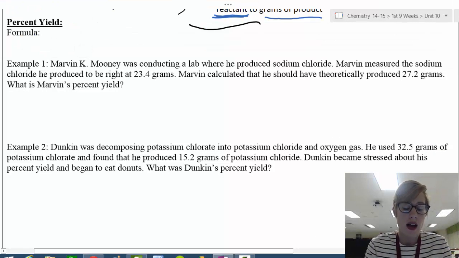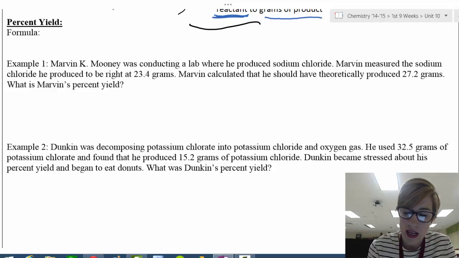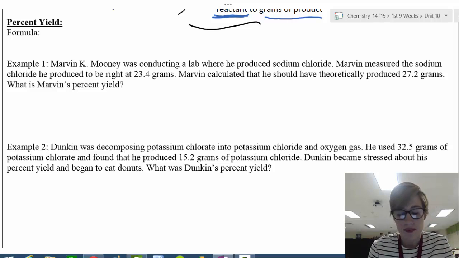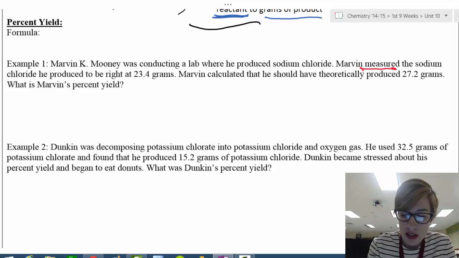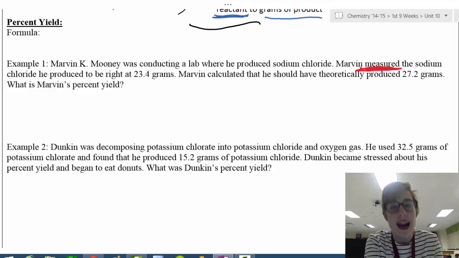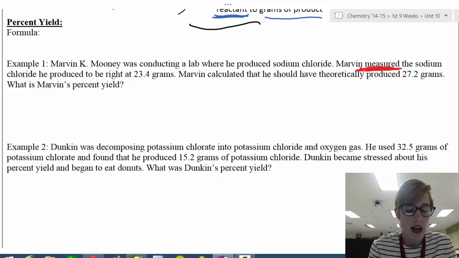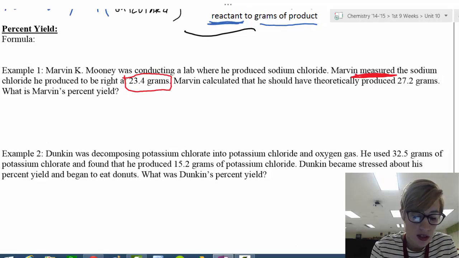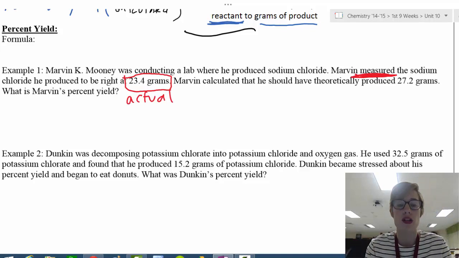Okay, so I don't have to balance this equation, and I don't have to write it out, and I'll tell you why. Because it says Marvin K. Mooney was conducting a lab where he produced sodium chloride. Marvin measured is a key word. What does that mean? It means the number we're about to hear about is actual. It's an actual product he made in the lab. The sodium chloride he produced was this much. This is how much he actually produced. This is our actual yield because we see the word measured.